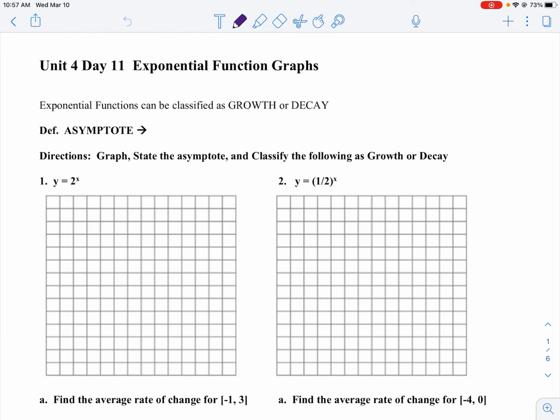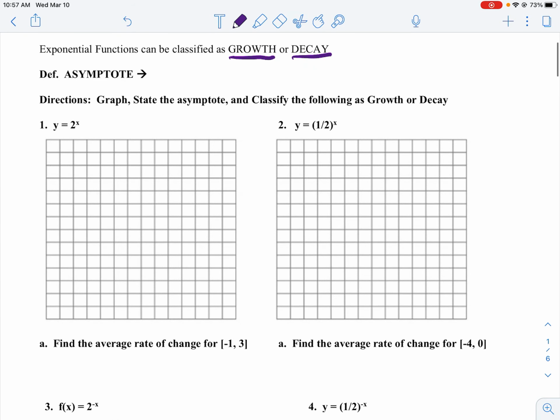So we're going to be talking about exponential function graphs, all right? Hopefully some of this you might recall from Algebra 1. Exponential functions can be classified either as growth or decay, depending on whether they go up or they go down. So, that being said, let's do a couple things first. I'm going to set up a couple XY charts next to these graphs here.